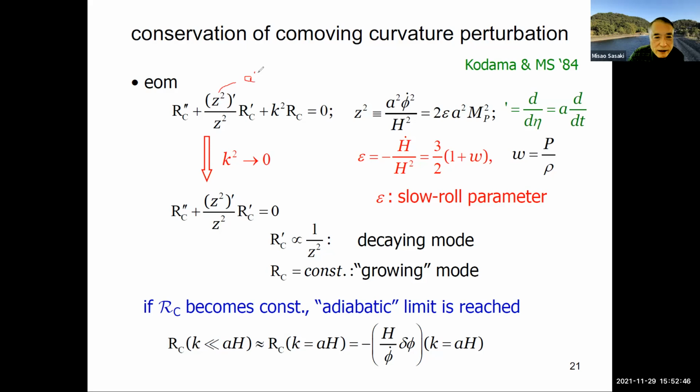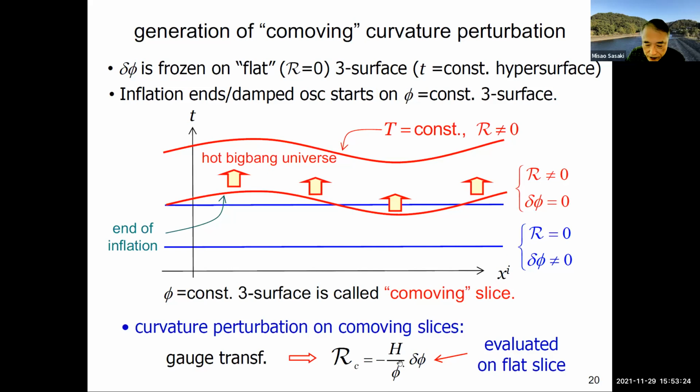By the way, this prime is the conformal time derivative. The point is that the curvature perturbation couples to the scalar field, because of this relation, and if you assume it satisfies the massless scalar field equation, then you have this additional factor, but this is slowly varying, as we see in the case of slow-roll inflation.